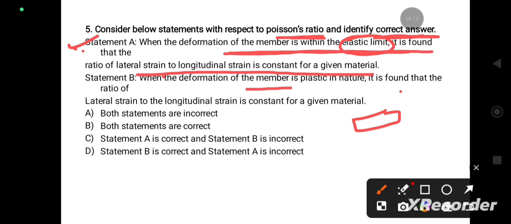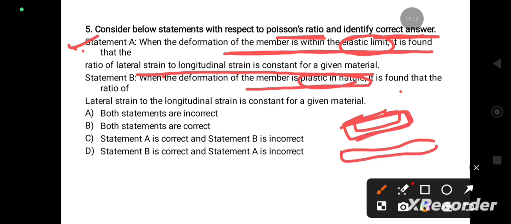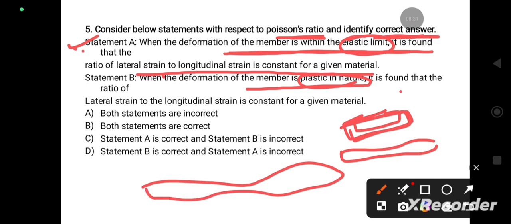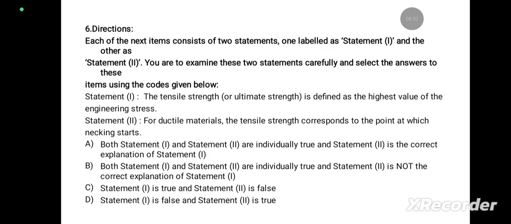If the member is plastic in nature, the material will not be in its original condition. It will undergo some deformations in the lateral or longitudinal direction. Originally it was like this, it will be like this after deformation. So it will not be constant, it will undergo some changes. So statement B is wrong. Statement A is right and statement B is wrong. So what is the option? A is correct, B is incorrect, so the answer is option C. Next, sixth question.